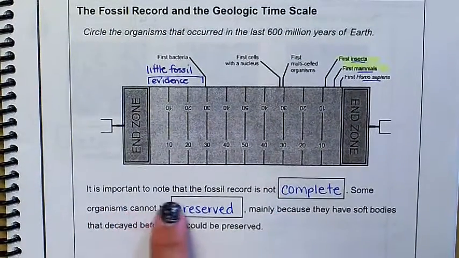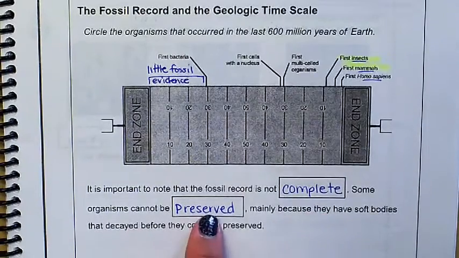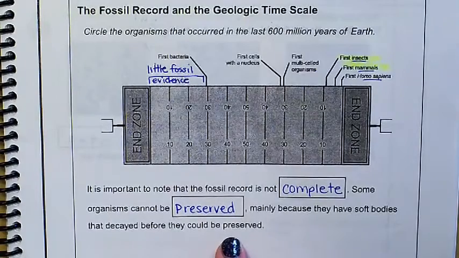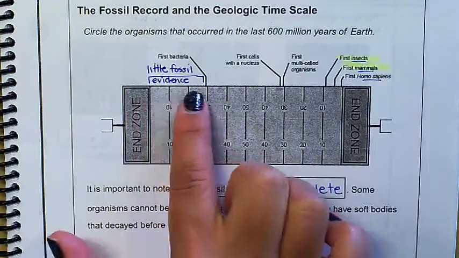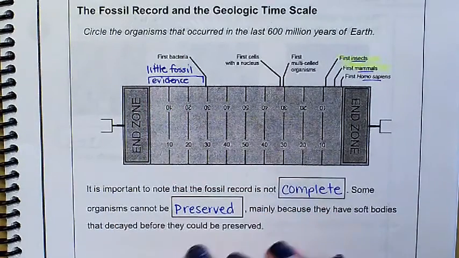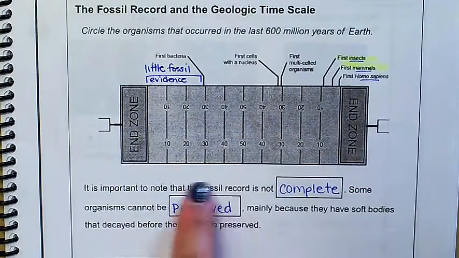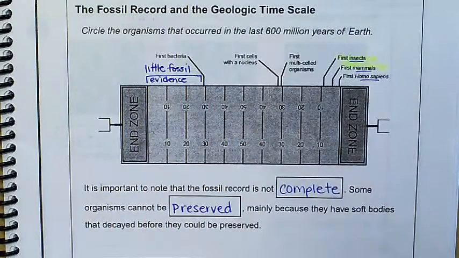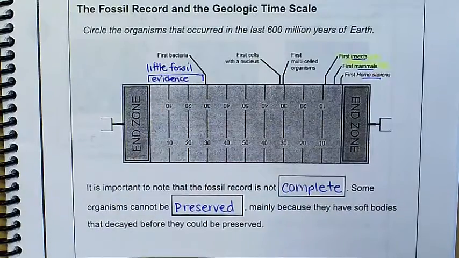So it says it is important to note that the fossil record is not complete. Some organisms cannot be preserved, mainly because they have soft bodies that decay before they could be preserved. It did state that there's little evidence between the start of the Earth, 4.6 billion years ago, and when we finally see the first bacteria. Scientists believe it's because most of those organisms could not be preserved, and/or their preserved fossils have been destroyed by plate tectonics.